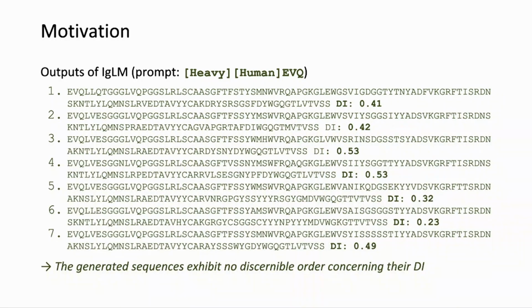Looking at IgLM, we generated a few outputs from IgLM and looked at the developability index. And IgLM does not rank the antibodies in terms of developability index. So what we want to do is enhance IgLM so that it first outputs the sequences with higher or better developability at the beginning of its output. So we want to essentially fine-tune IgLM through reinforcement learning to get it to output higher developability index drugs.